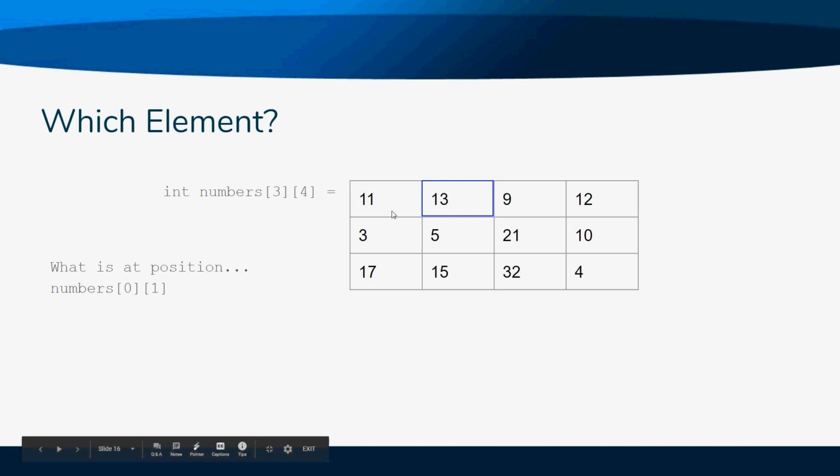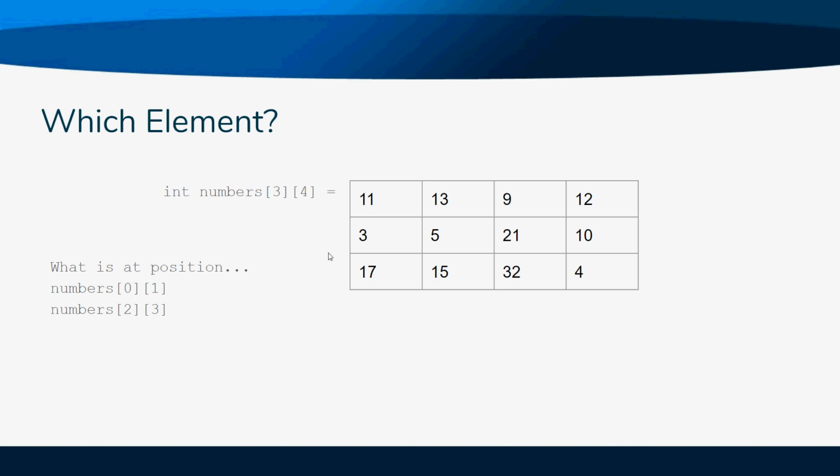Row 0, column 1 is going to be 13. Okay, what's at numbers 2, 3? 0, 1, 2. So this is row 2, 0, 1, 2, 3. That's going to be a 4.